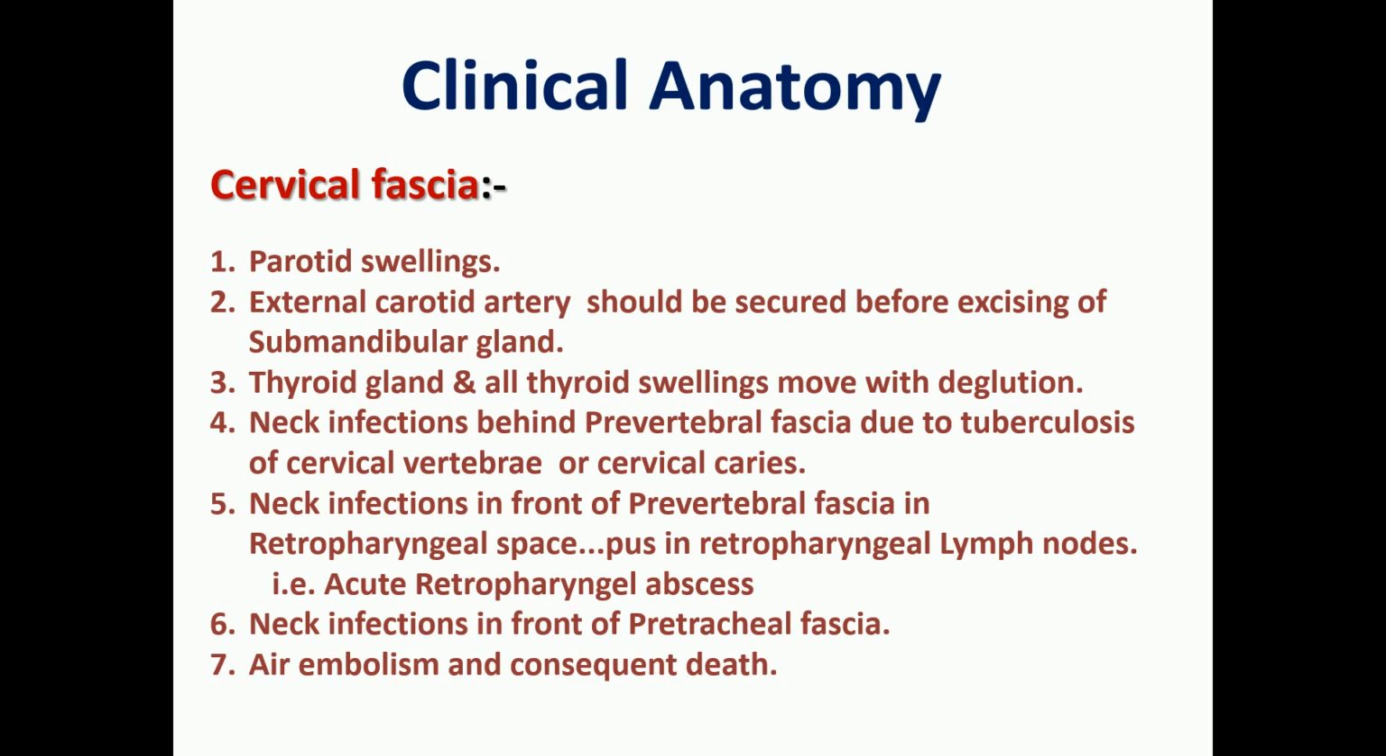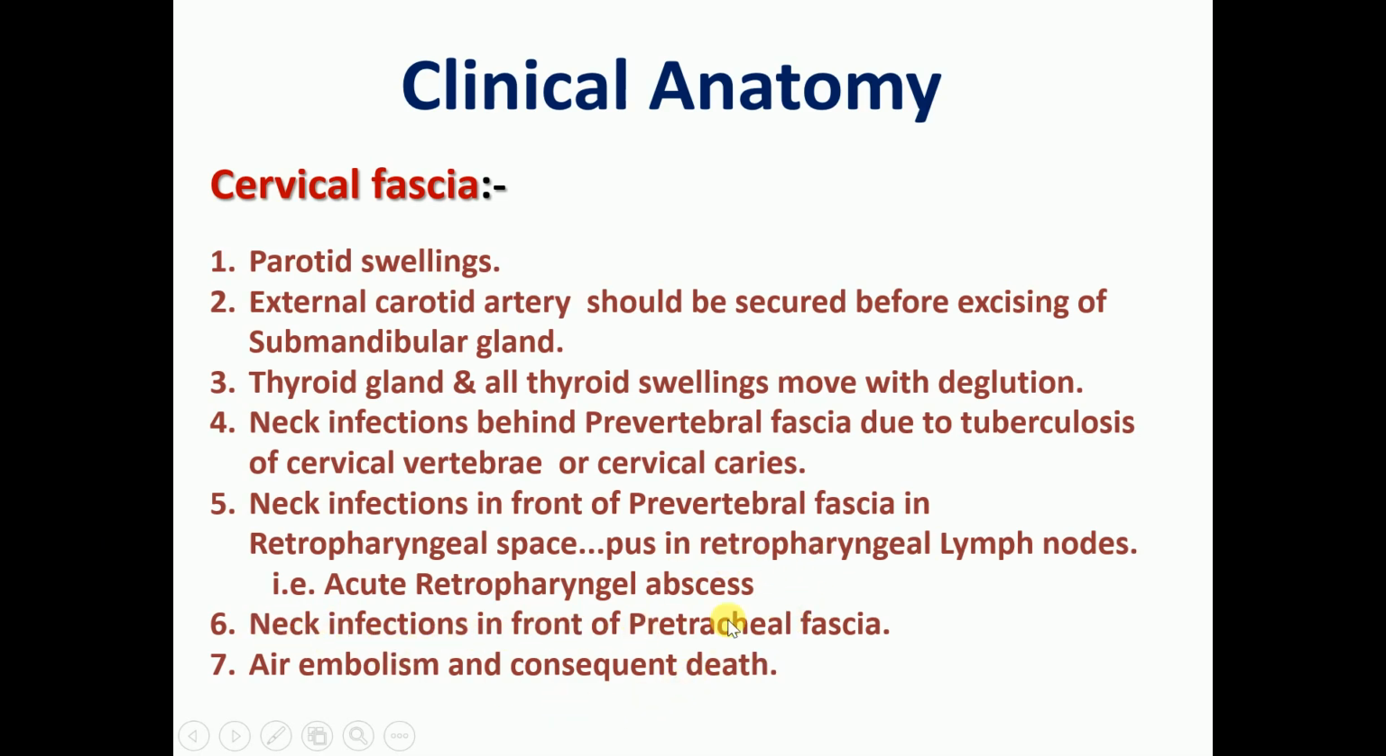So neck infection behind the prevertebral fascia, due to any tuberculosis of the cervical vertebra or cervical caries, can be transmitted from neck to thorax region, right? Because prevertebral fascia extends up to the thorax. Then neck infection in front of the prevertebral fascia, in the retropharyngeal space. So there are also chances of spread of infection and collection of pus in the retropharyngeal lymph nodes. Lymph nodes become enlarged. That condition is called acute retropharyngeal abscess. So it also spreads the infection or pus from neck to thorax region.